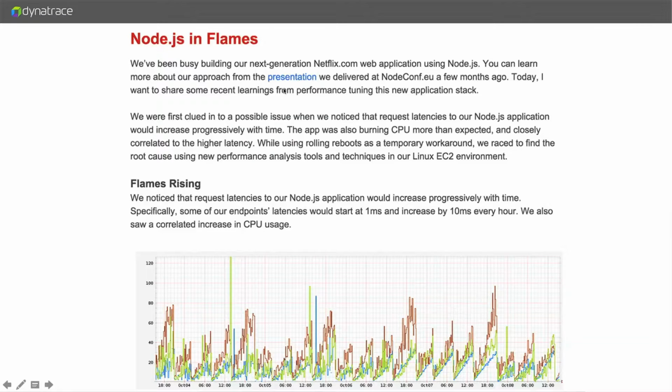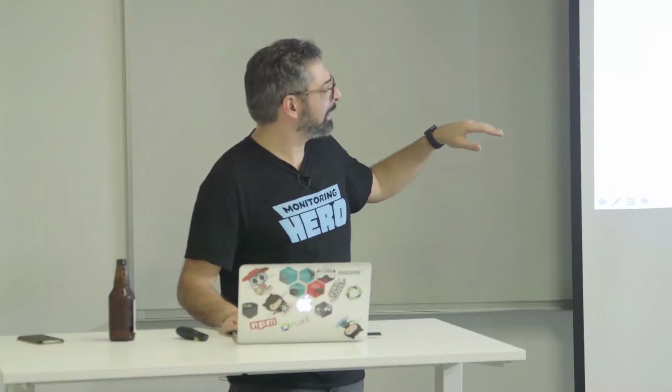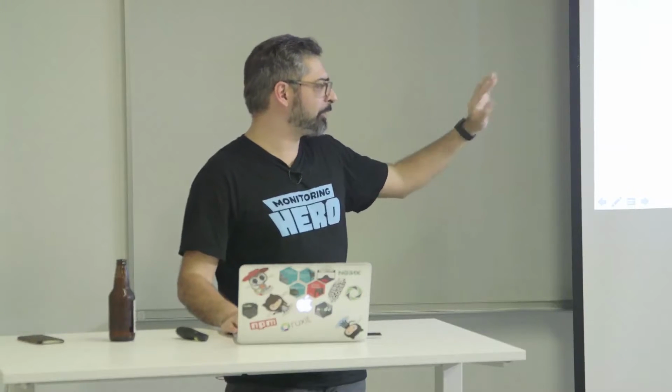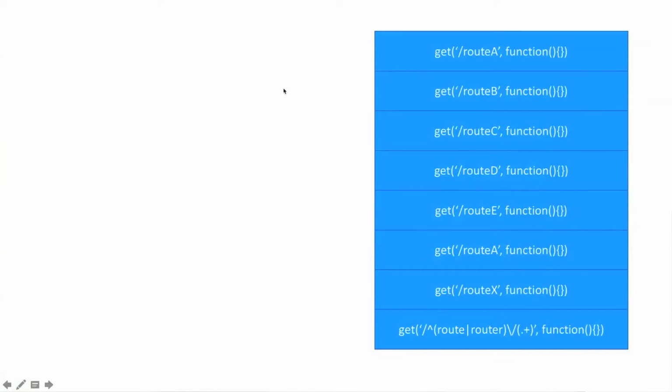I did another try. We had this Node.js in Flames problem. I don't know, does anyone know about this problem? Who else? So then I can tell the story real quick. So Netflix was blaming Express because they said, yeah, we have a problem. Every few hours, the latency of our node processes goes up. And we have to restart everything again and again. And they looked a very long time to find out what's the cause for the problem.